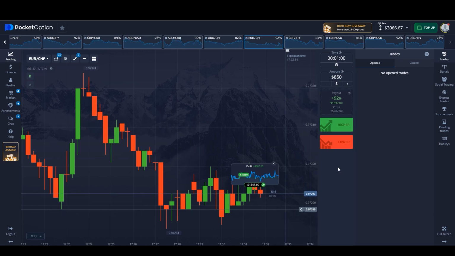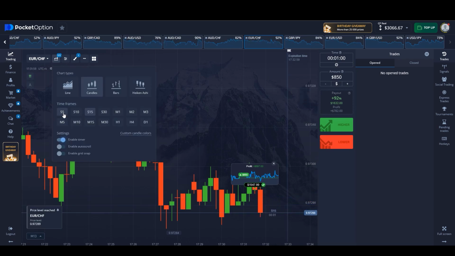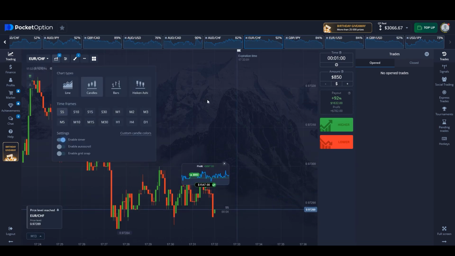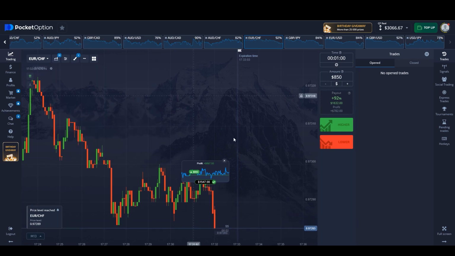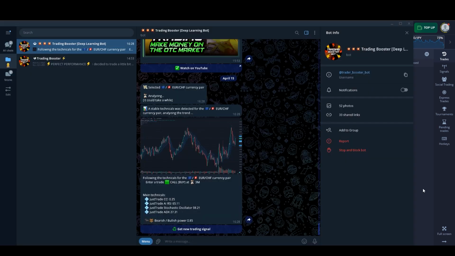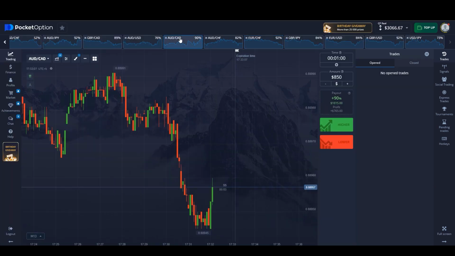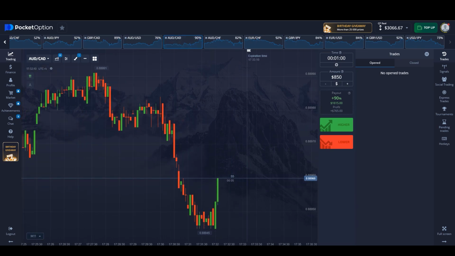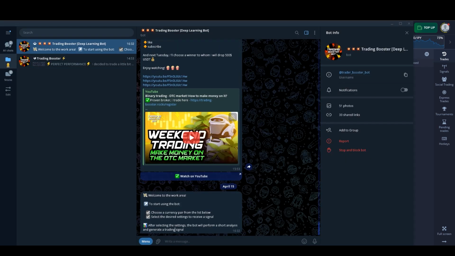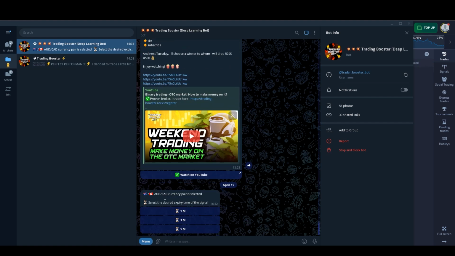You choose 1 minute expiry time. You choose candles of 5 seconds. This is very important, and I will tell you later why it is so important. You go to the bot booster, but first you choose a good pair. In my case, it will be the Australian Canadian dollar. I get a new signal, I choose this trading pair and the expiry time is 1 minute.